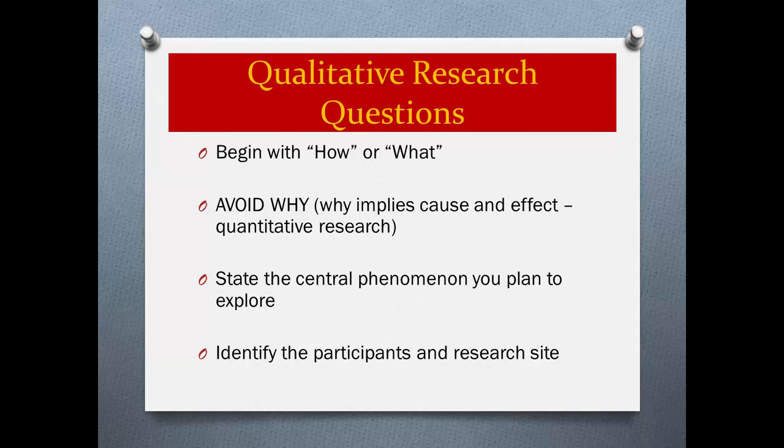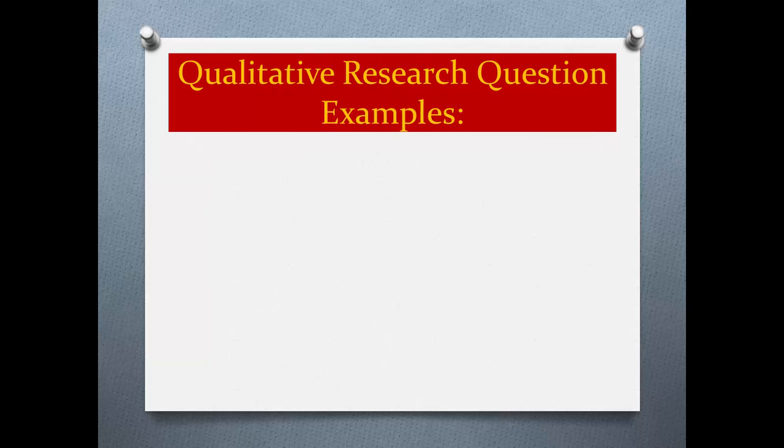Your research questions are also going to identify the participants and the research site. Keep in mind that it does not identify them by name, but rather in general terms. So participants might be identified as students or faculty, and a research site might be identified as a 4-year nonprofit institution in the greater northeastern region of the United States. But you do not identify them by name.